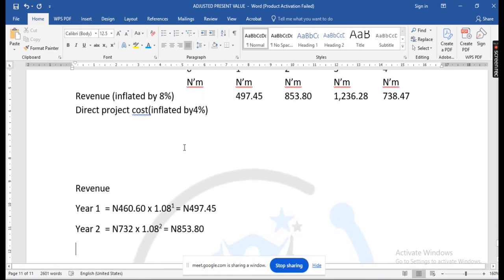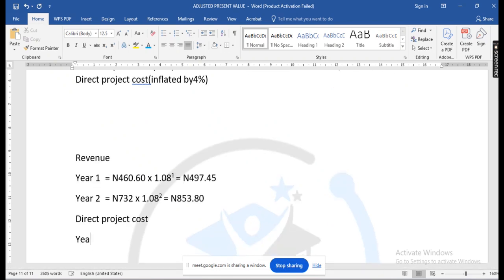So I'll just do the first 2 years, which is direct project cost. Year 1. So what is the year 1? The original cost. Original cost. What do you have? 276.40. 276.40 times, it will increase by 4%, right? 1.04 raised to power 1.